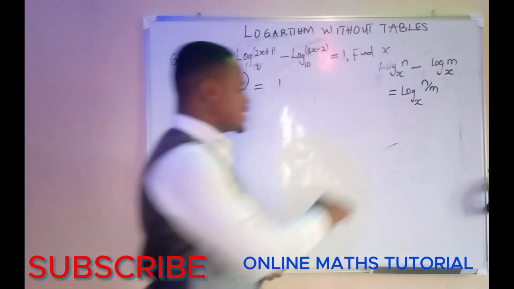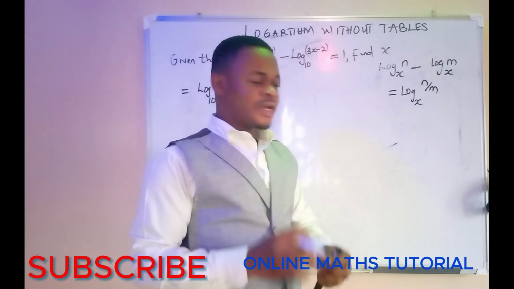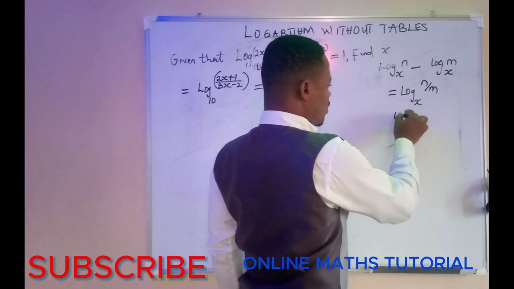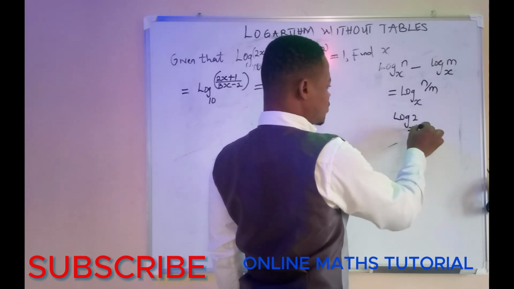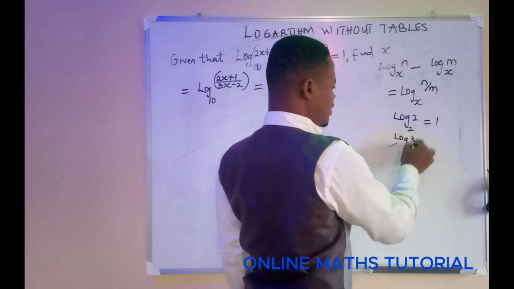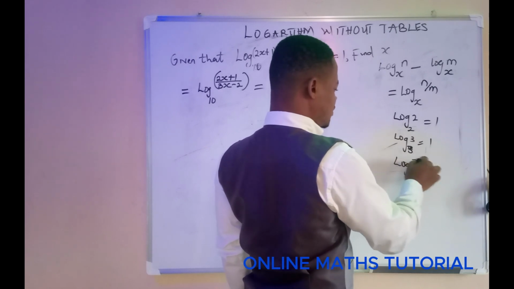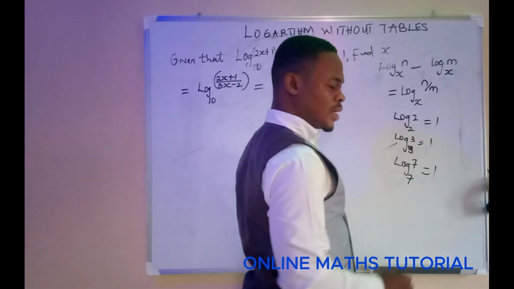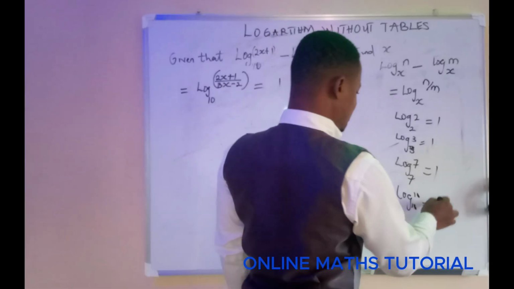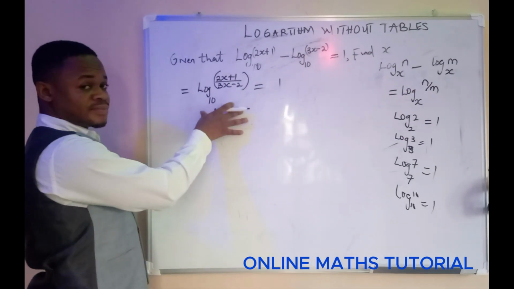Log 1 is, we say that any log of its base is equal to 1. Logarithm of its base is equal to 1. So meaning that if we have log 2 base 2, your answer is 1. If we have log 3 base 3, your answer is 1. If you have log 7 base 7, your answer is 1. If we have log 10 base 10, your answer is 1. So we are going to make this other side, which is 1, look like this.